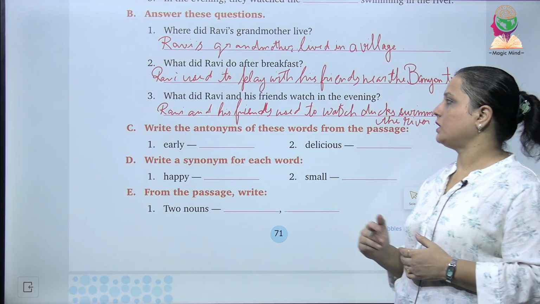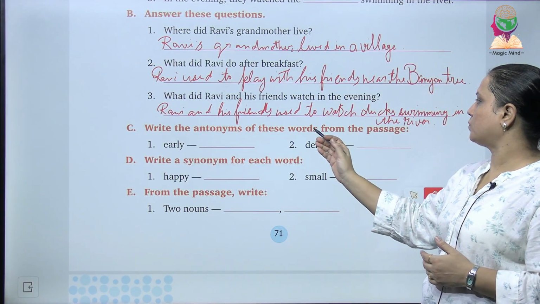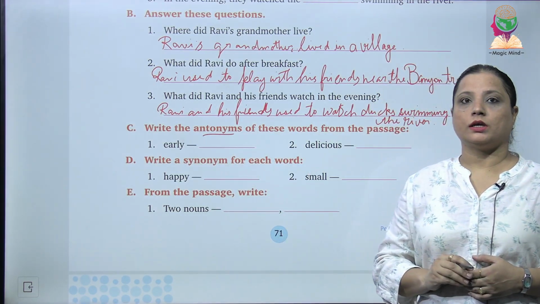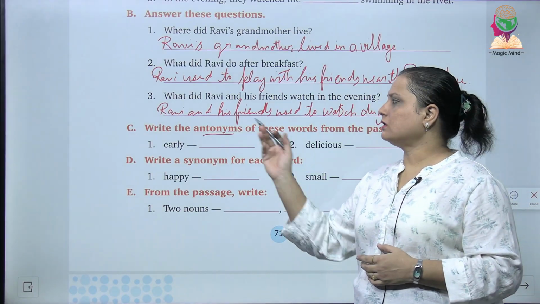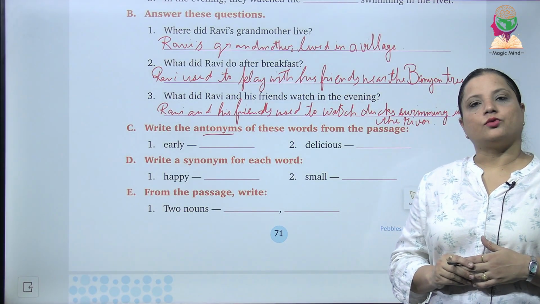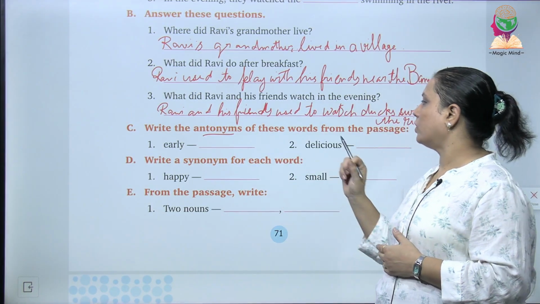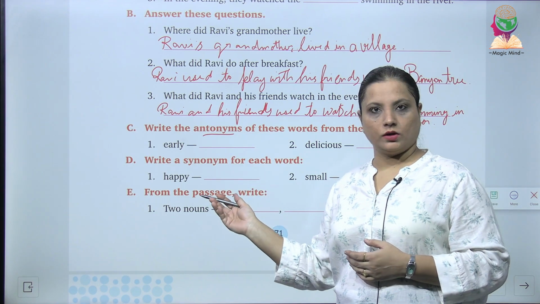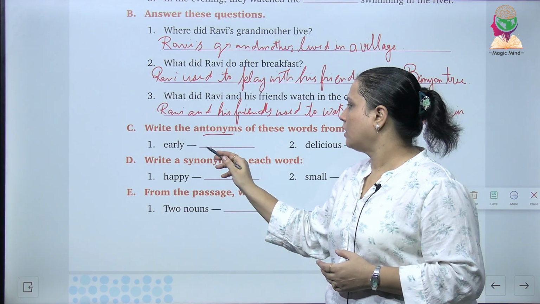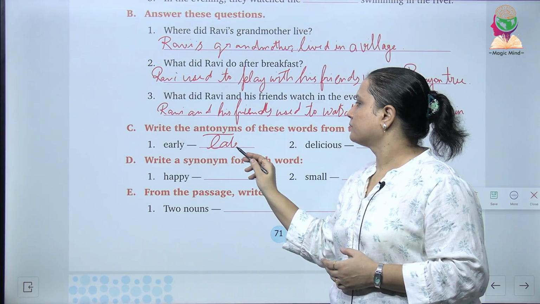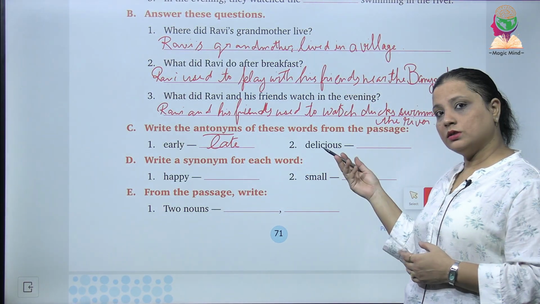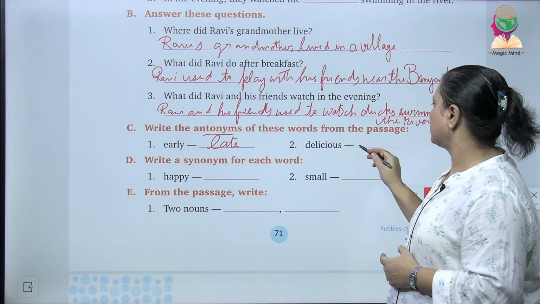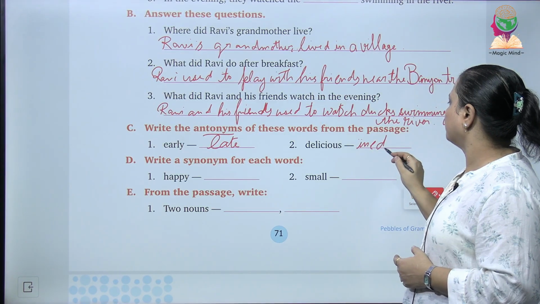The first question is, write the antonyms of these words from the passage. You have to write the antonyms. Now first thing is, what are antonyms? Antonyms are the opposites. We have to write the opposites of the given word. The first word given over here is early. What is the antonym of early? The antonym of early is late. Then the second word, delicious. So what is the opposite or the antonym of delicious? Is inedible.